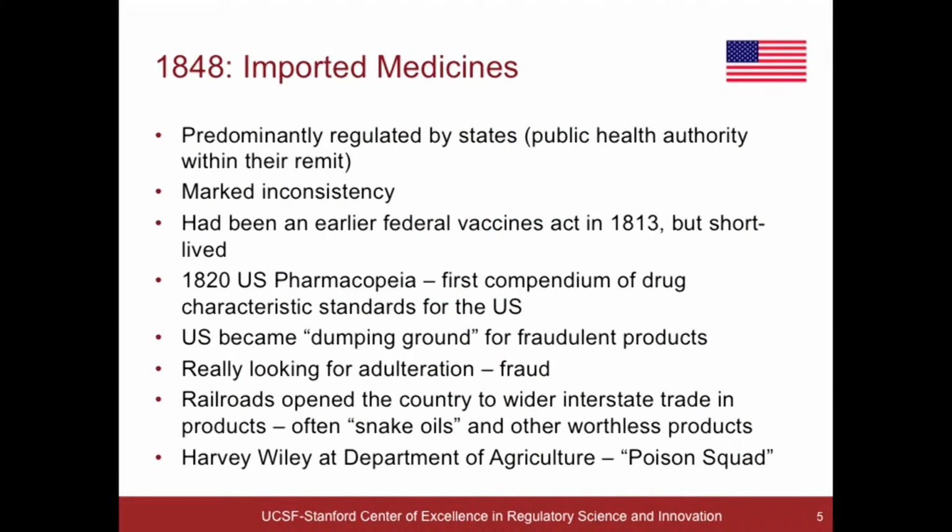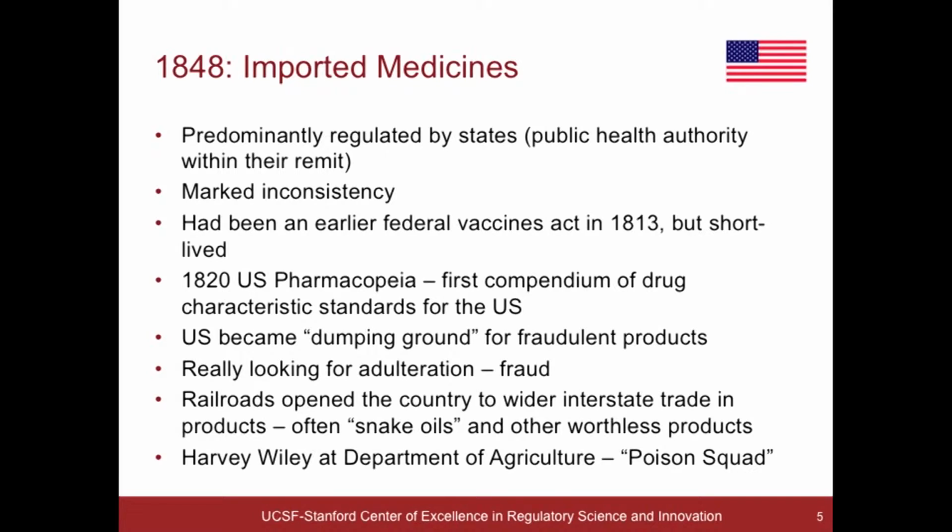In the United States, really prior to 1848, the regulation of medicines was primarily done by the states under some of their public health remits. This was very inconsistent from state to state, and while it might have been effective early on in the history of our country when most of the products were manufactured within a state and sold within a state, obviously, as the country grew and as commerce within the country grew, this was not going to be an effective way to regulate products that were being sold across the country.